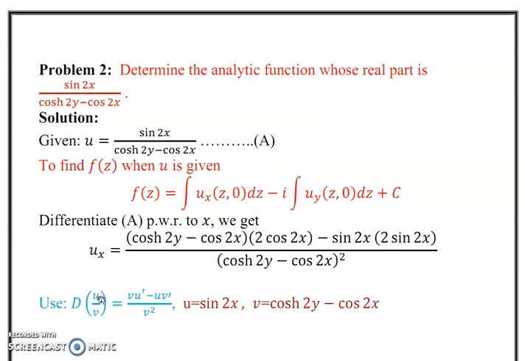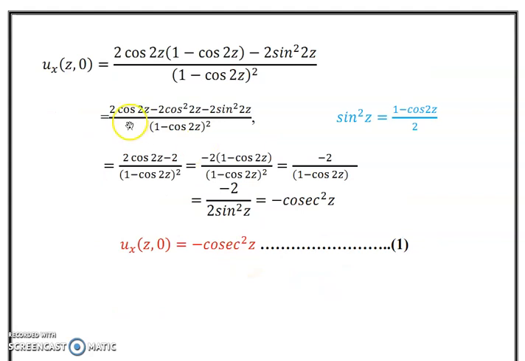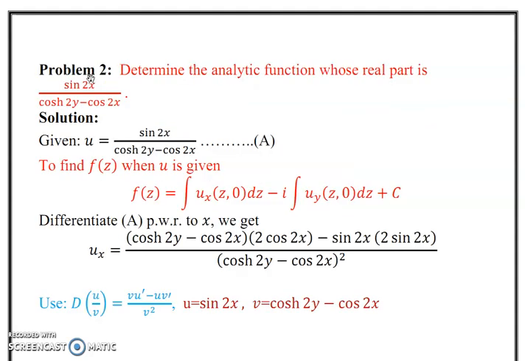Here the numerator u is sin 2x and the denominator v is cos h2y minus cos 2x. Then you differentiate, you get ux equal to (cos h2y minus cos 2x) into 2 cos 2x minus of sin 2x into 2 sin 2x divided by v square. Then similarly we find ux of z comma 0. Here you substitute x equal to z and y equal to 0 in this equation.